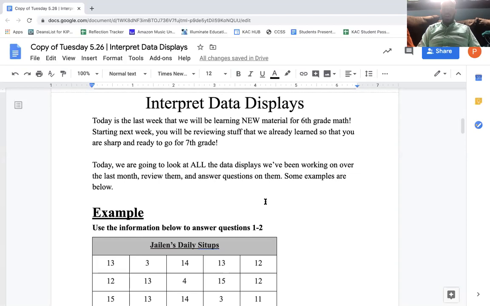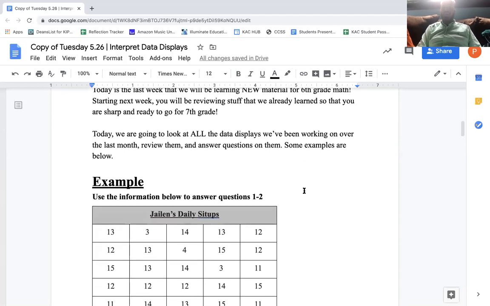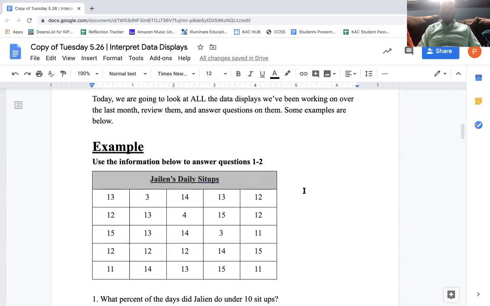Today, we're going to look back at all the data displays we've worked on over the last few months, review them, and answer questions on them. Some examples are below. You won't see a ton of these on your classwork today, but I just want to get you familiar again with some of the stuff that we've done so far in online learning.